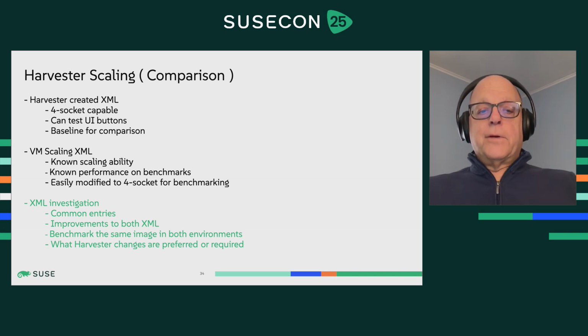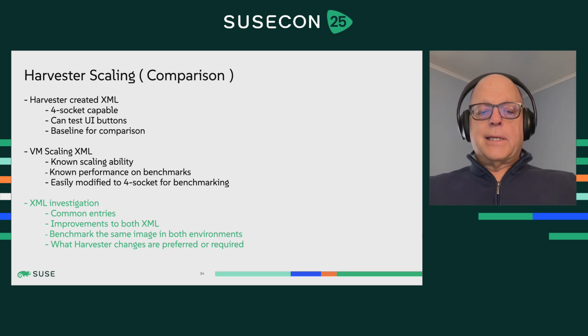On the same thing, if we go with the VM scaling XML, we can apply the knowledge we've gained in scaling to the full size to a 4-socket with the tuning that we know for benchmarks. And that leaves us with what's the difference? So we call it the XML investigation. What are the common entries between the 2 sets of XML? What improvements do both XMLs provide for the other?